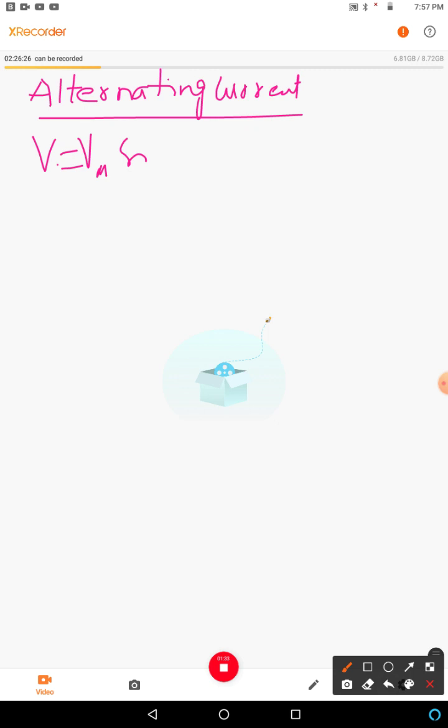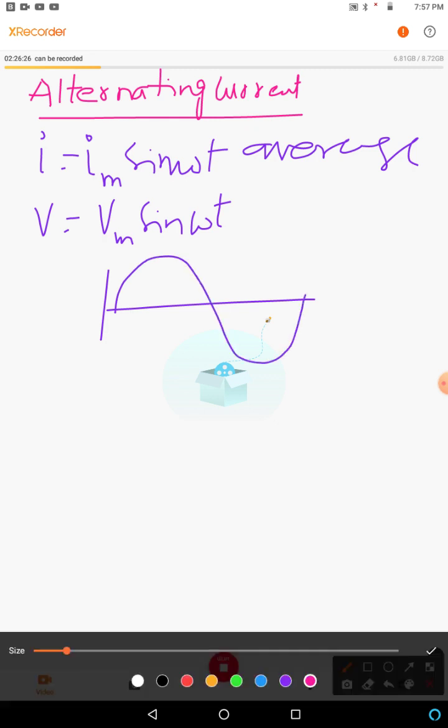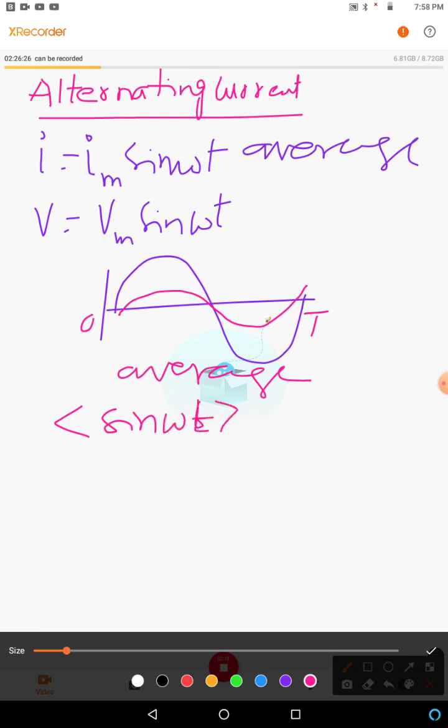So we should show that in a purely resistive circuit, when an AC voltage is applied, both current and voltage are in phase, as we have done in the previous video. The current is given by I is equal to Im sin omega t, and the voltage is given by V is equal to Vm sin omega t for a purely resistive circuit. If you find the average value of this current, or of this voltage, for a complete cycle, it is 0. Here t is one complete cycle. The average value of a sine function is 0.